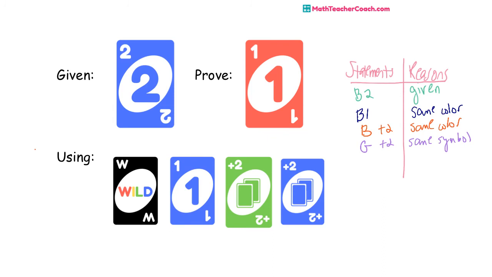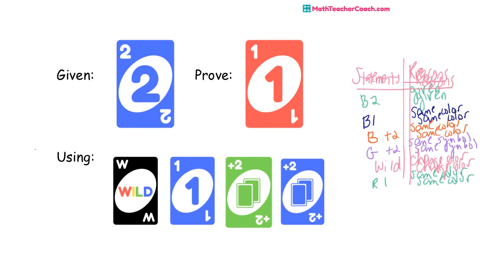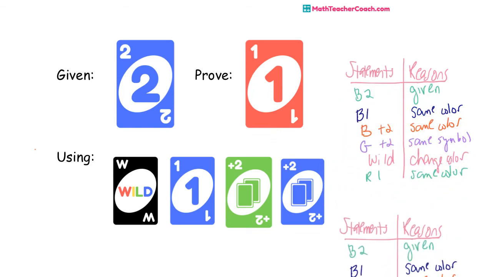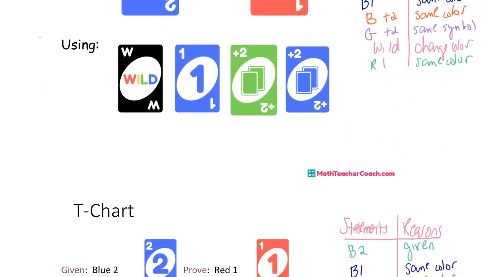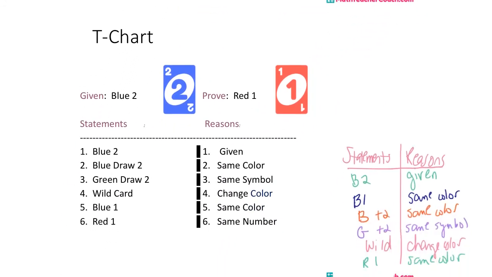And then we've got the wild because we want to change the color. And last but not least, we've got the red 1 because it's the same color. We chose red with our wild, so red 1's the same color. So now let me see if I can figure out how to move this down here. Hold on. Oh, I figured it out. I'm so excited.